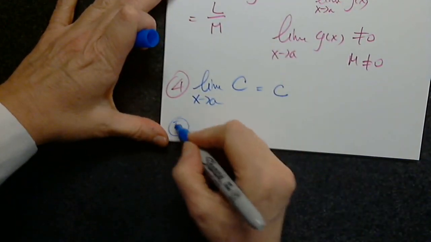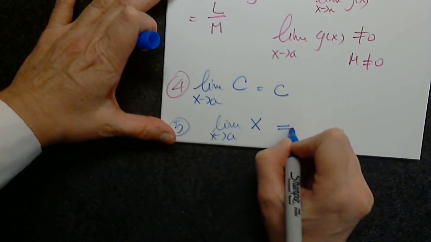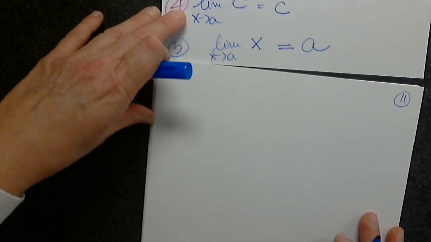Next. Number 5. Limit as x approaches a from either side of x. Of course, you'll plug it in. And what will you say? What is the answer? A. Indeed. And you can say, well, wait a minute, you just told us not to plug it in because x approaches a. True, but this is a polynomial, and limits of polynomial functions will always give us the same answer if we plug it in. Why not, then?